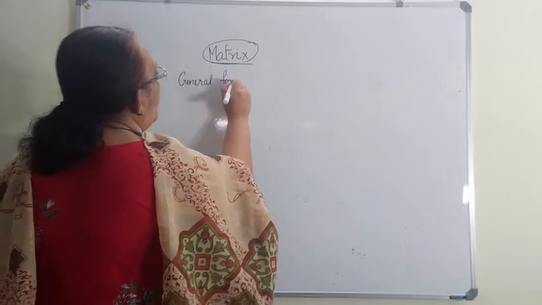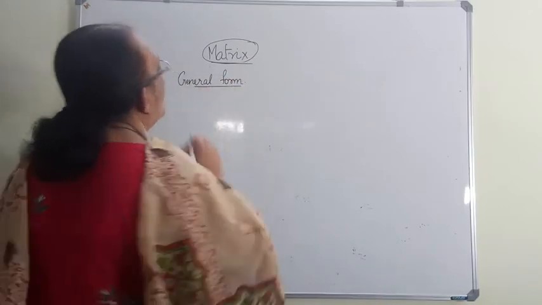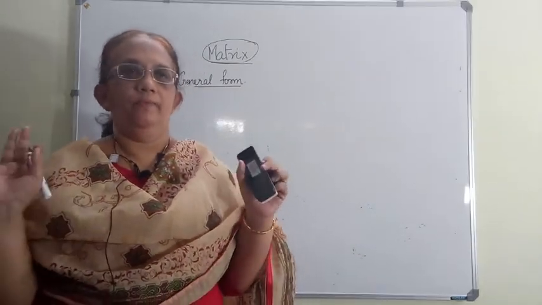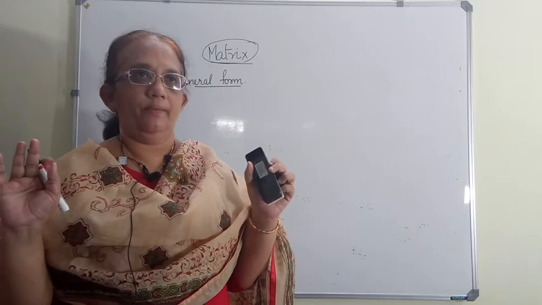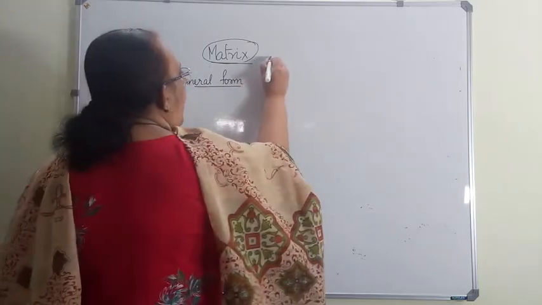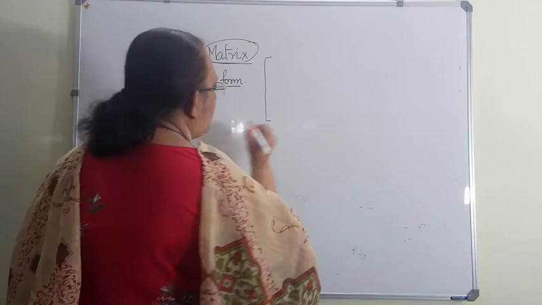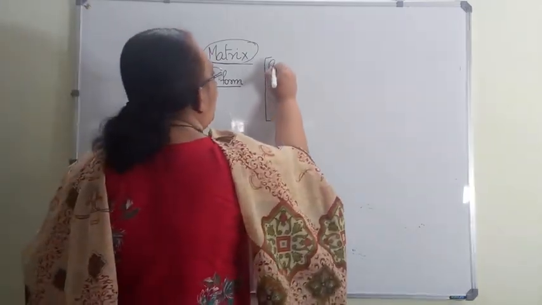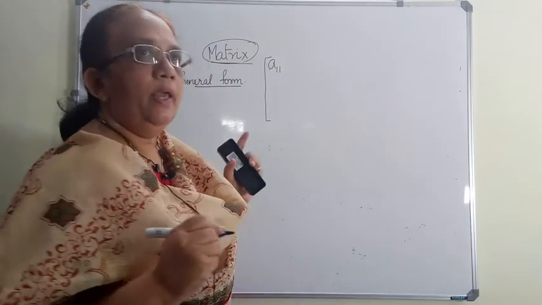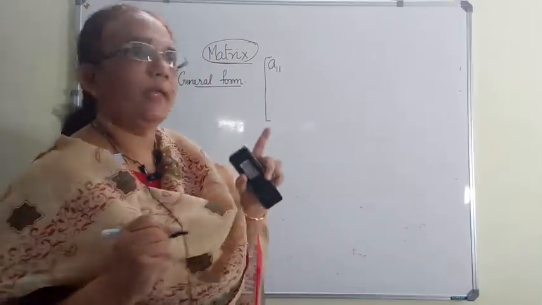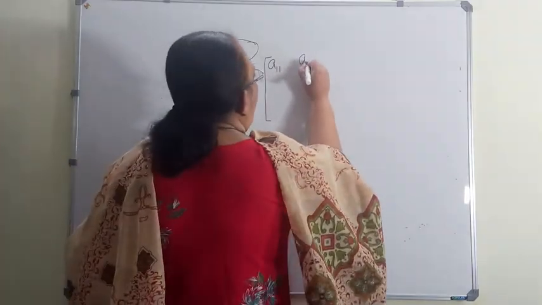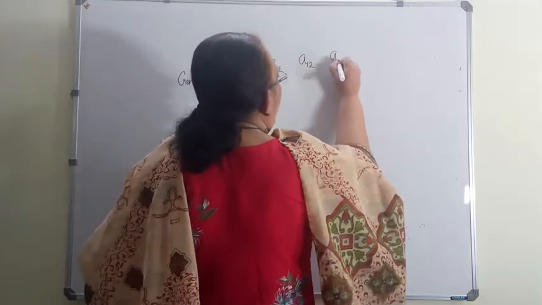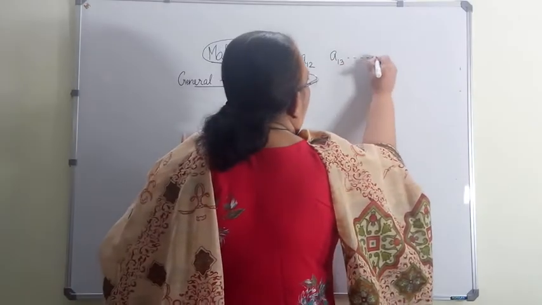General form of a matrix. Now, a matrix consists of rows and columns. What is the general form of a matrix? If an element is in the first row, first column, we represent it as A11. If an element belongs to the first row, second column, it will be A12. First row, third column, it will be A13, etc.